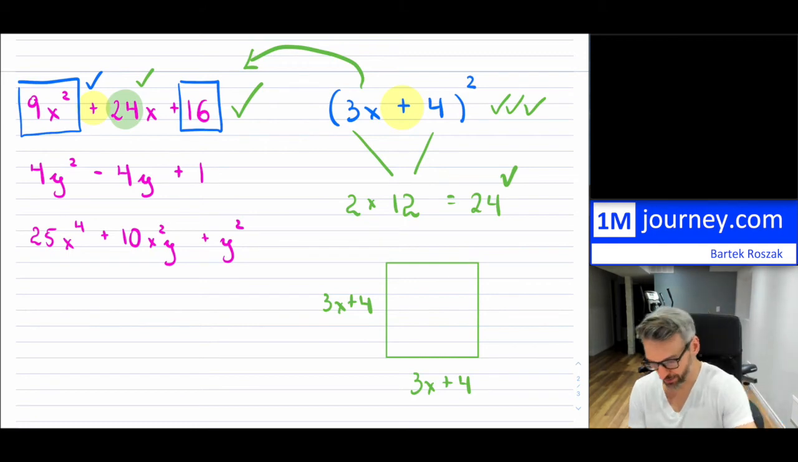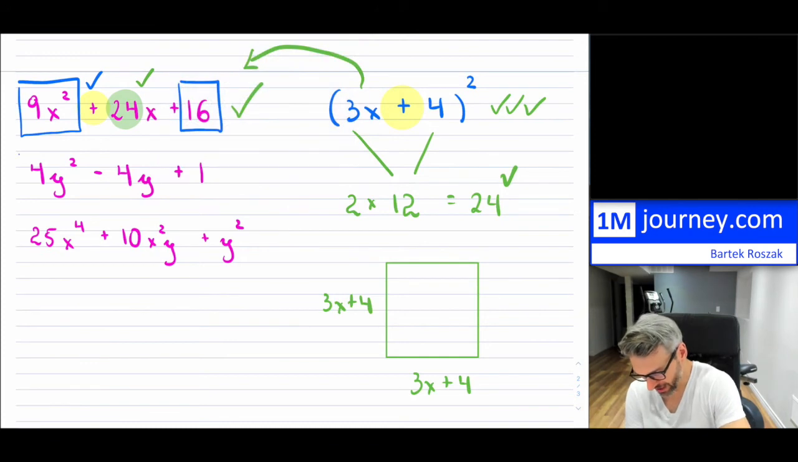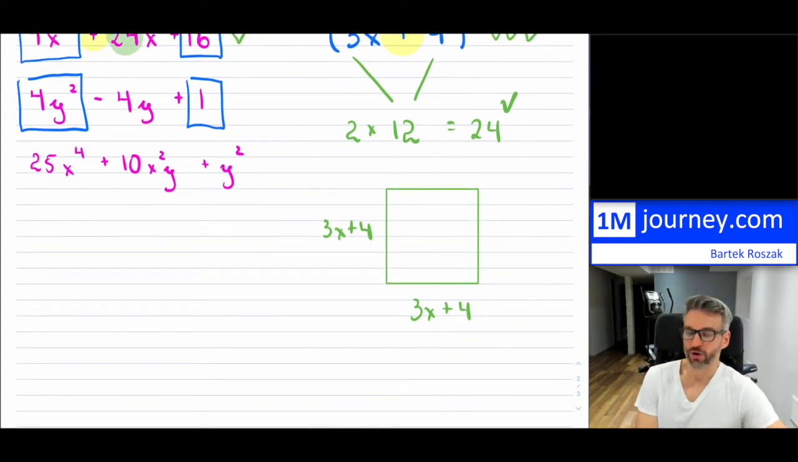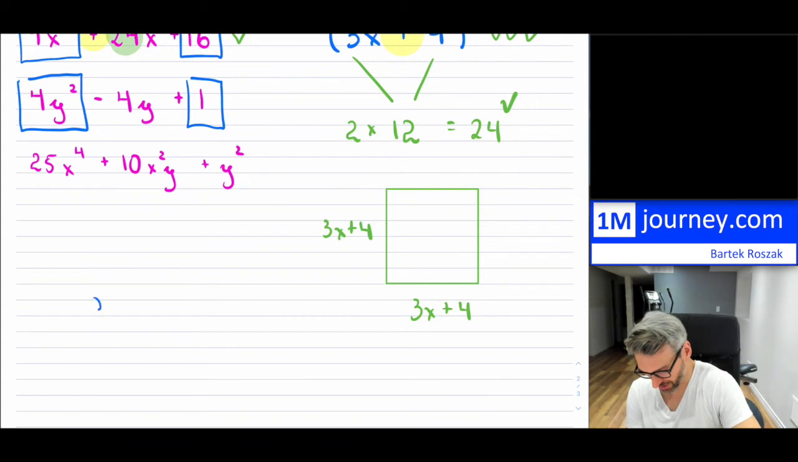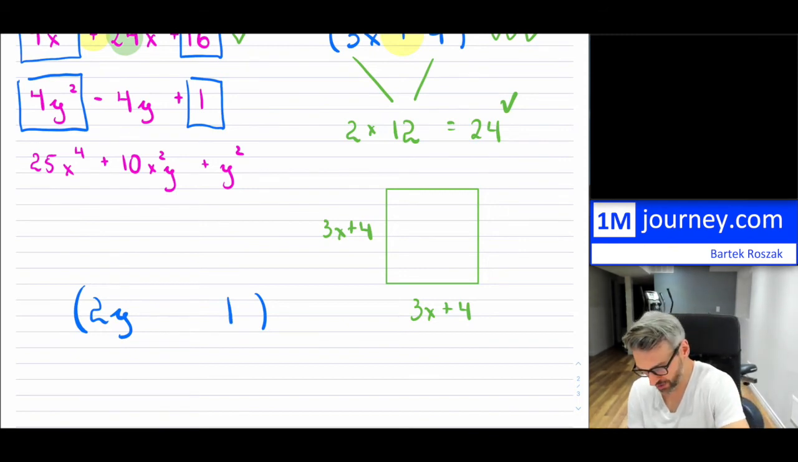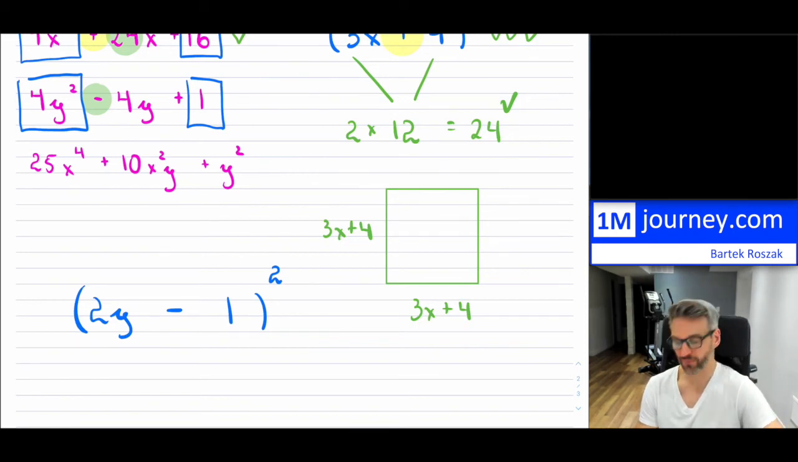The second example that we have, so if I take the second example here now, my test is always going to be, take the square root of these. And now my square root of 4y squared, that's going to be 2y. And now the square root of 1 is just 1. The sign that I take is always going to be the sign which is there in the middle. I'm going to put a minus in here. And now I'm going to check, okay, if I square this, do I get that 4y right here in the middle? That's my checking point.